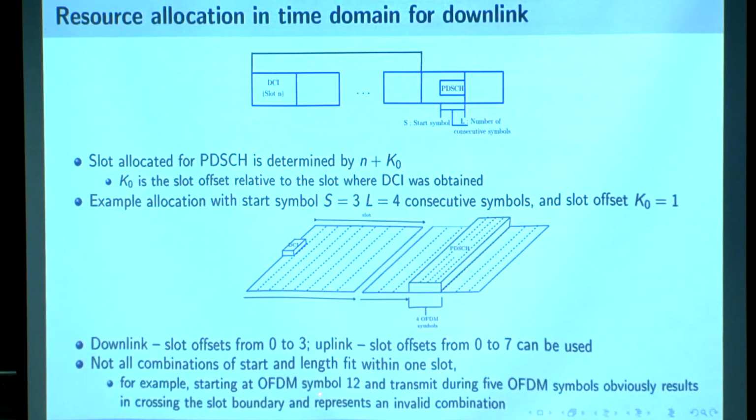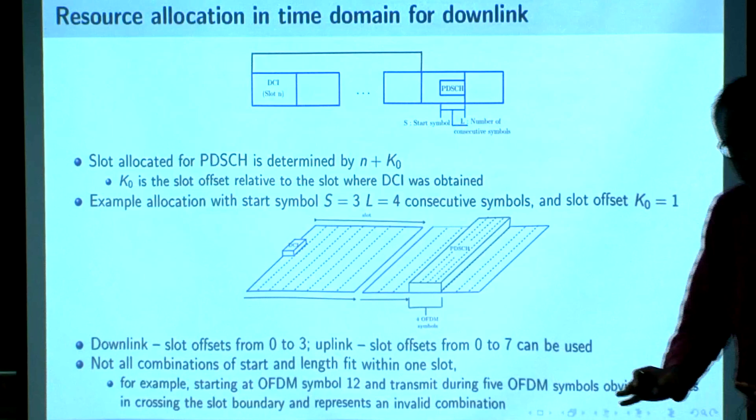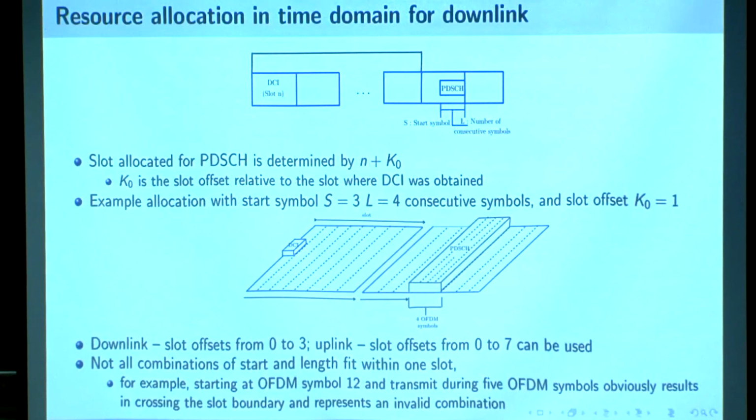For example, starting at OFDM symbol 12 and transmitting during 5 OFDM symbols obviously results in crossing the slot boundary, and this is an invalid combination. So data which this DCI is indicating cannot spill over from one slot to another. Data can of course begin at S equal to 0 and go over the whole of this slot. That can happen. That's how DCI is actually configured.